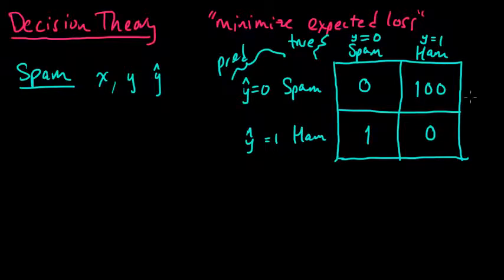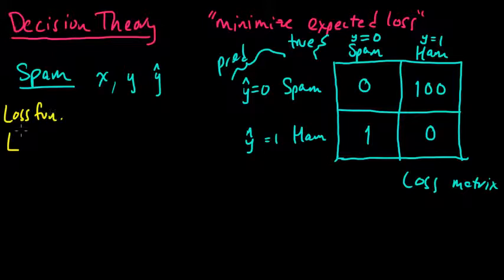So this is what we call a loss matrix. And we can define a function L, a loss function, associated with that loss matrix. It takes 2 arguments, Y and Y hat, and it's just a function defined by this matrix.